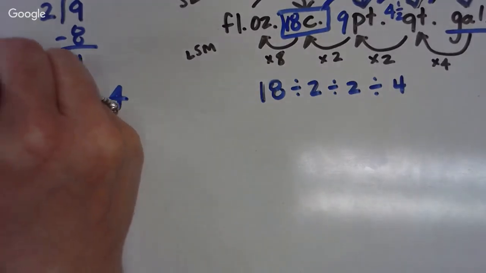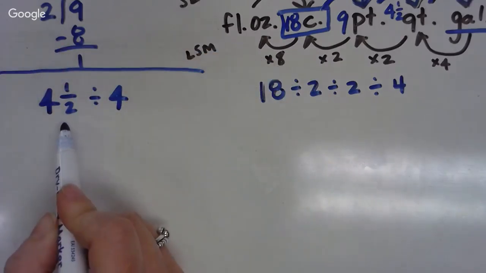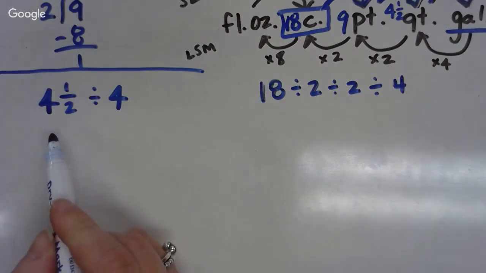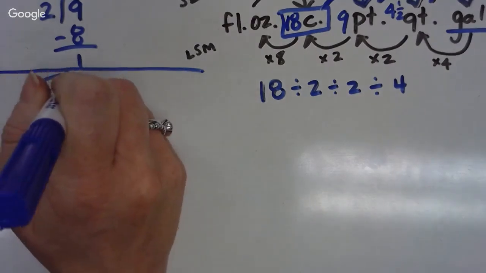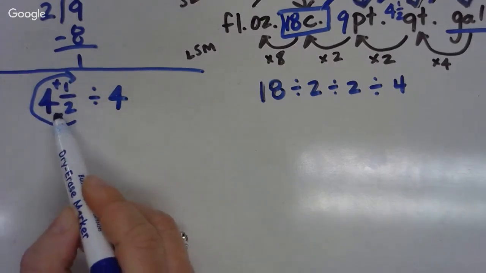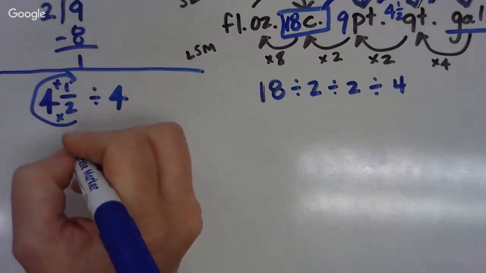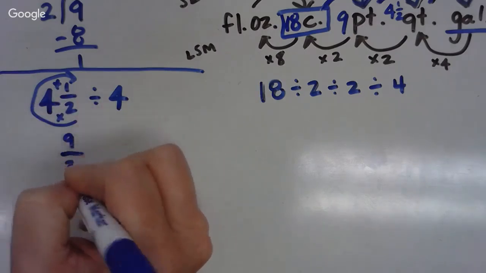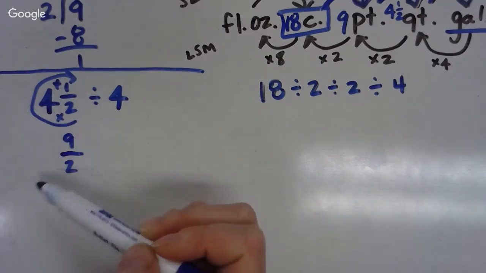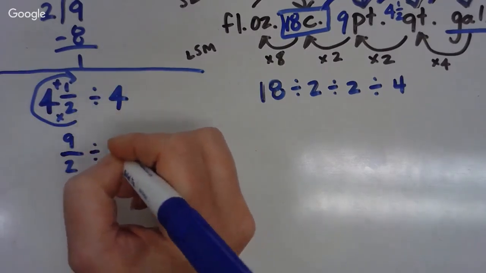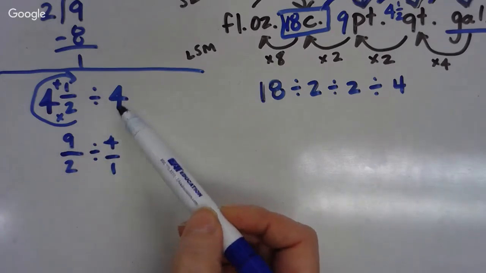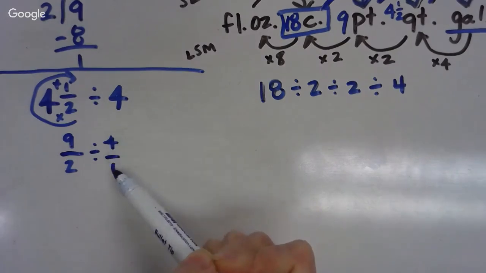We know that the very first step of fraction computation, for division as well as multiplication, is to turn it into all fraction form. We do that by multiplying the bottom and adding it to the top. 4 times 2 gives us 8 plus 1 gives us 9, and our denominator stays the same. So 4 1/2 is equal to 9/2. Now I'm going to turn that 4 into all fraction form by putting a 1 underneath it, because 4 wholes is the same as 4 over 1, or 4 wholes.